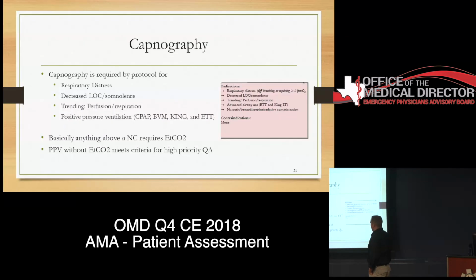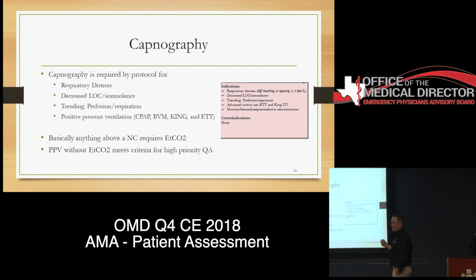All right. Capnography, nothing changed about capnography. We just can't have a CE without talking about it. Use it for respiratory distress, decreased LOC, perfusion and respiration monitoring, positive pressure ventilation. You have to use it every single time, and it has to be from the jump, right? It can't be, oh, I forgot to press the button 15 minutes in. Oh, well, now I got it. That's not using the tool right.